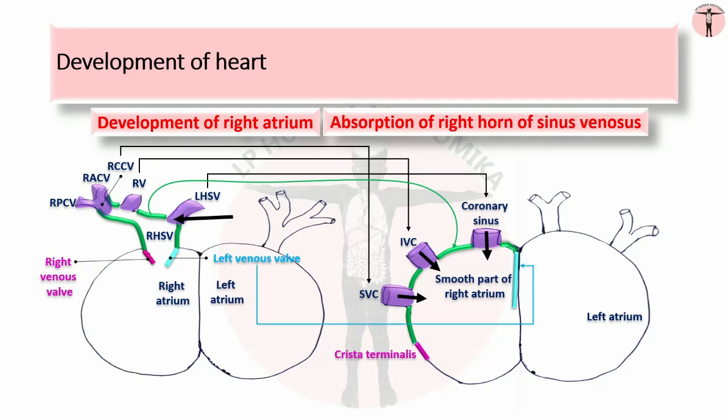The left venous valve of the sinoatrial orifice merges with the interatrial septum, and the right venous valve of the sinoatrial orifice forms the crista terminalis. The details of the sinoatrial orifice will be seen in the next slide.